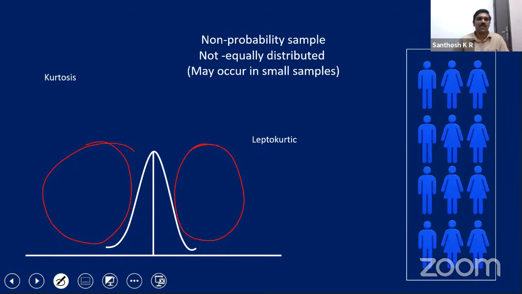This we will call kurtosis. Here we can see it looks like a leap. That means it is peaked here. We may feel that it is too tall, although actually it is not too tall. We will call it what? Leptokurtic. We will call it leptokurtic.